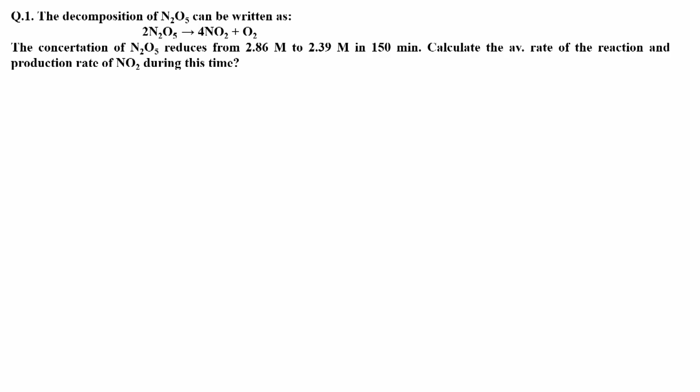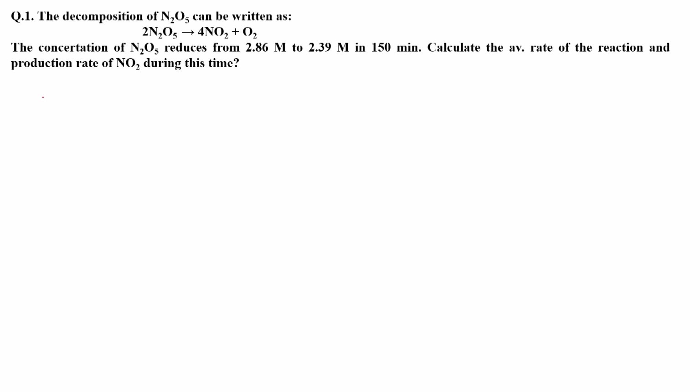Okay, so we will discuss some problems on chemical kinetics. The first problem is the decomposition of N2O5 can be written as 2N2O5 goes to 4NO2 plus O2. The concentration of N2O5 reduces from 2.86 molar to 2.39 molar in 150 minutes. Calculate the average rate of reaction and production rate of NO2 during this time.